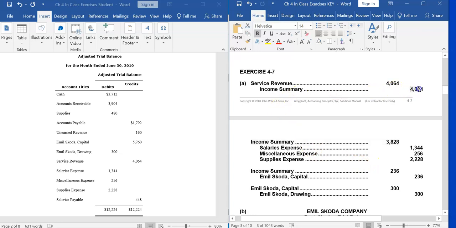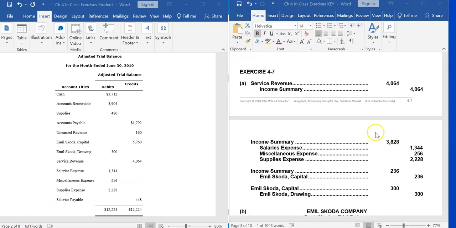In this first closing entry, we credited income summary for $4,064. In the second entry, we debited that account for $3,828. The difference between the credits of $4,064 and the debits of $3,828 leaves a balance on the credit side of $236.